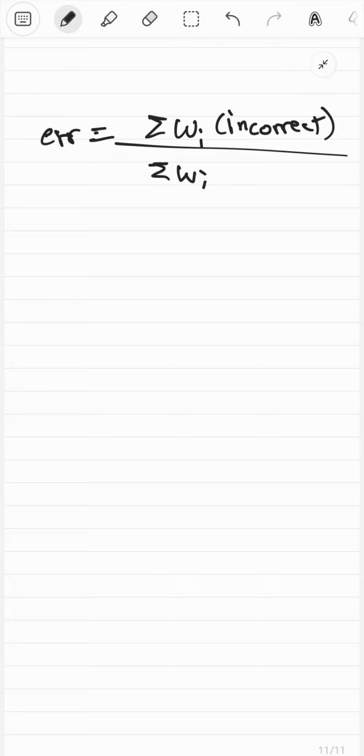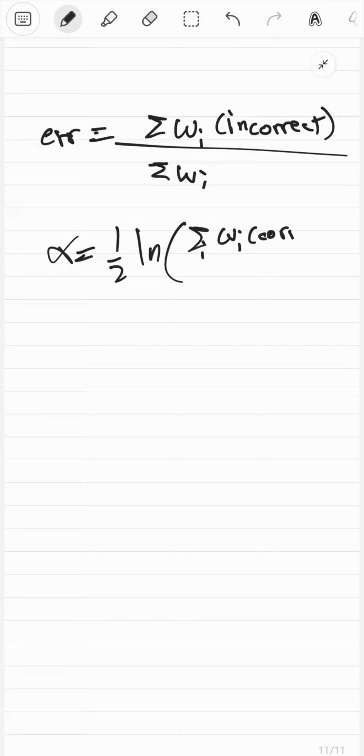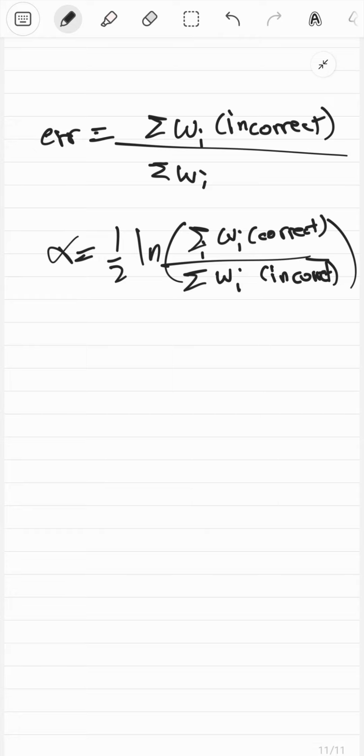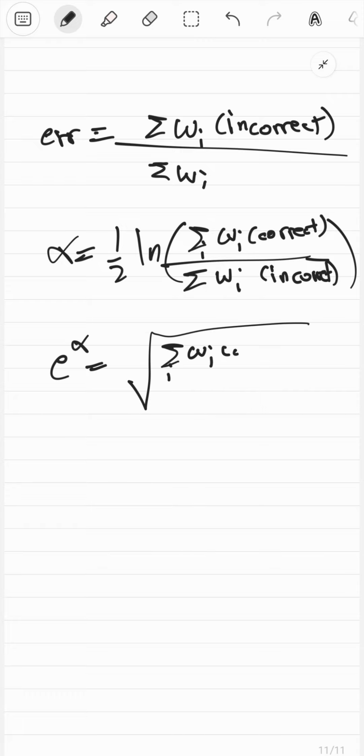So in a sense what we are saying is that alpha is just half natural log of summation over i of Wi correct upon summation of Wi incorrect. Cool. Now that means e to the power alpha is just the square root of this whole thing: summation over i of Wi correct over summation of Wi incorrect. Cool.